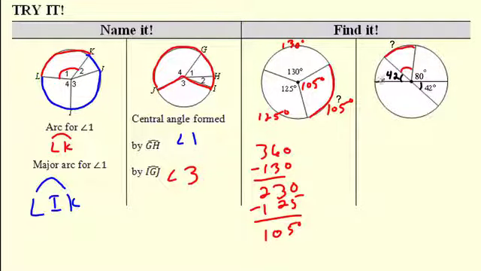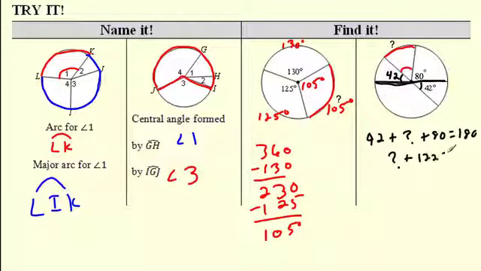Well, look at this. This is a semicircle. Straight line. What do they add up to? 180. So, this is one way to do it. A couple ways to do it. So, 42 plus that angle I don't know plus 80 adds up to 180. So that's one way to do it. So 42, the question mark, plus 122 is 180.